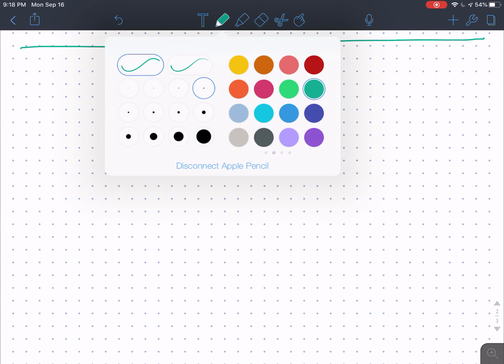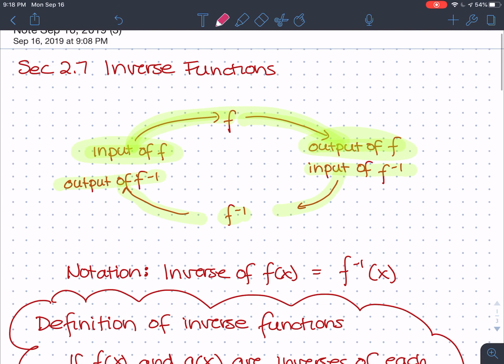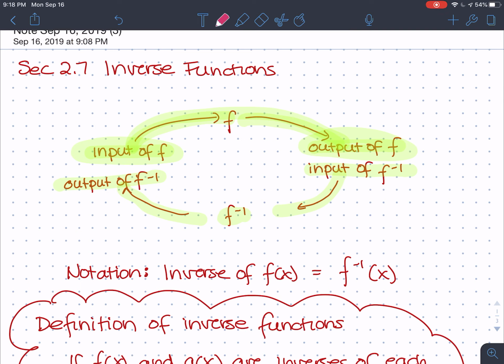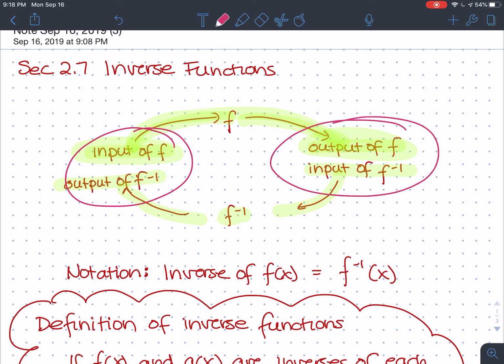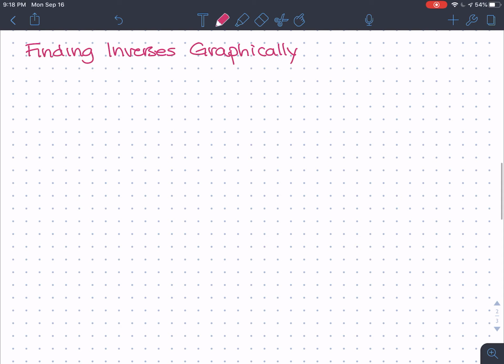Excuse me. How do you actually find inverses, though? So finding inverses. Let's do it graphically first. So graphically is not so bad. Like actually finding inverses anyway. I'm going to go back up here for a second. Remember this thing right here? This little circle, how the input of f becomes the output of the inverse of f, and that the output of f becomes the input of the inverse of f. That's kind of important here.